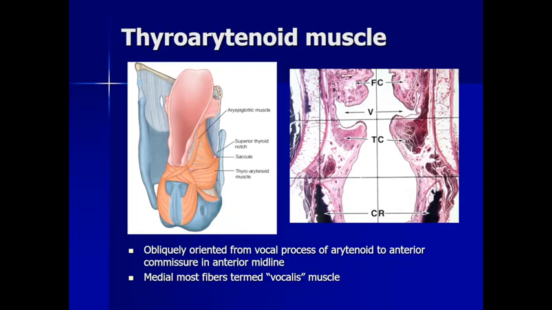The only important muscle to me as an imager for the larynx is the thyroarytenoid muscle. It's an obliquely oriented muscle that runs from the vocal process of the arytenoid cartilage and attaches in the anterior commissure at the level of the thyroid cartilage, as I showed you before. So this is the thyroarytenoid muscle right here, all of this. But the most medial aspect of the muscle is called the vocalis muscle, which is actually the true cord. The more lateral aspect makes up the paraglottic space in the glottic and supraglottic larynx.